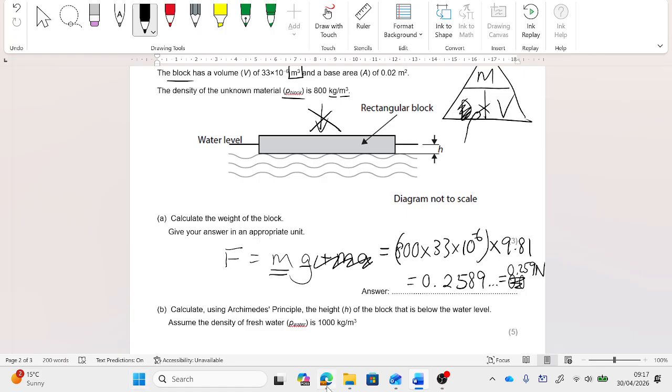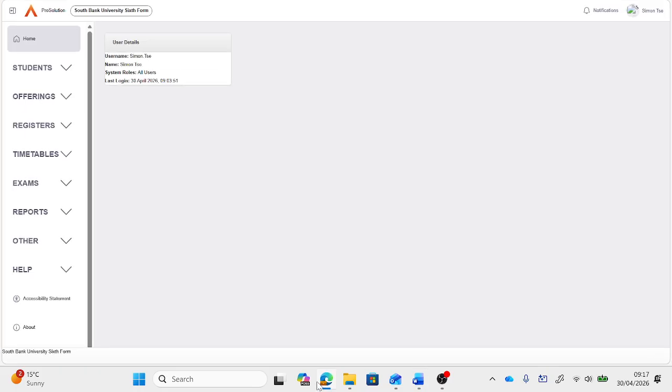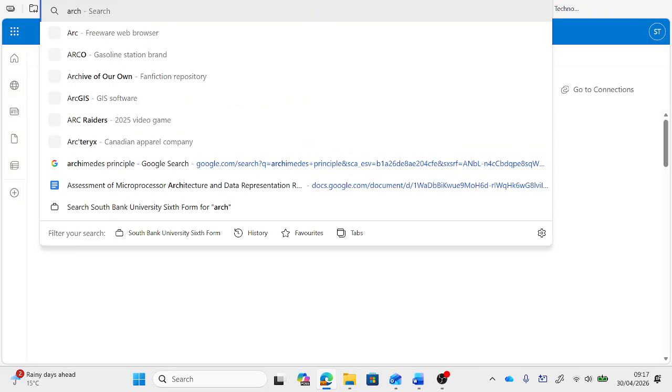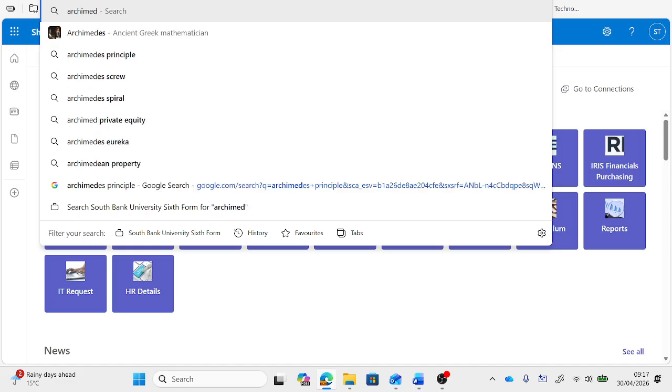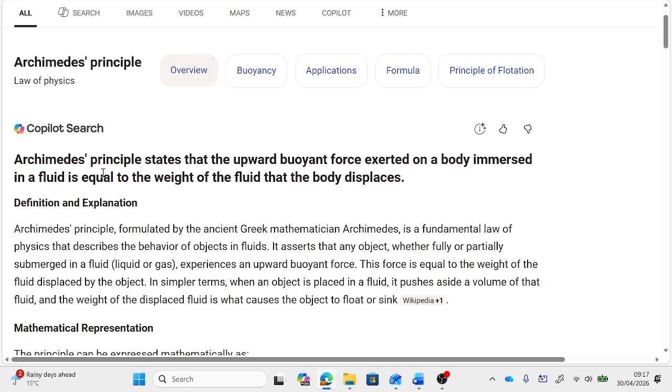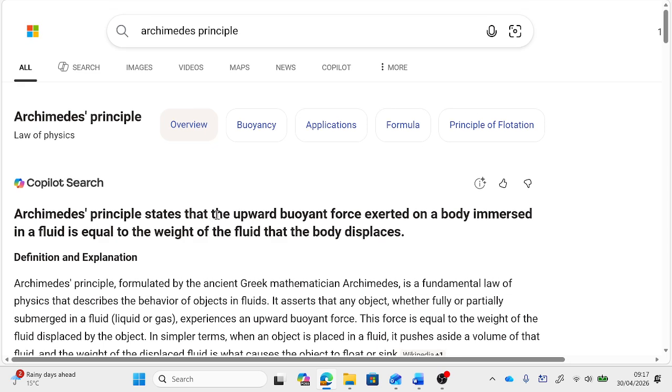So let me just show you here. In the past there's going to be one mark just to explain what Archimedes' principle is, but there are no other questions. It states that there's going to be an upward buoyancy force exerted by the body immersed in a fluid, and it is equal to the weight of the fluid that the body displaces.